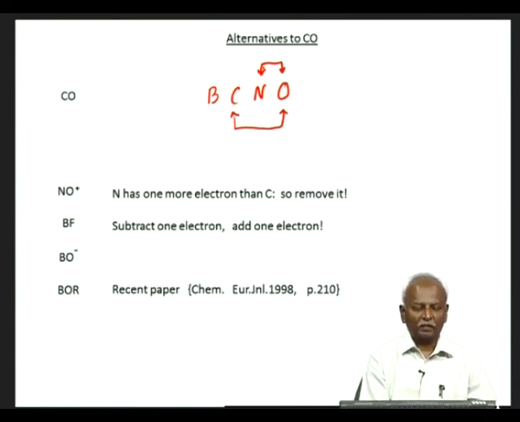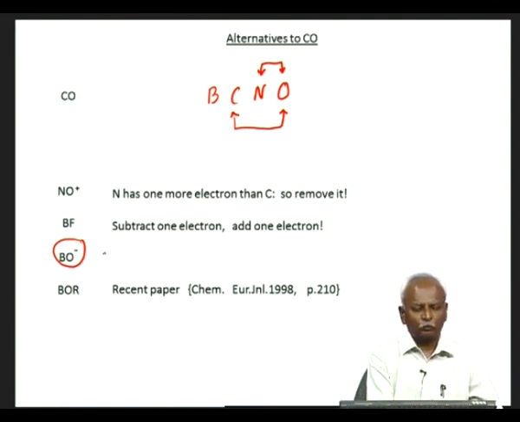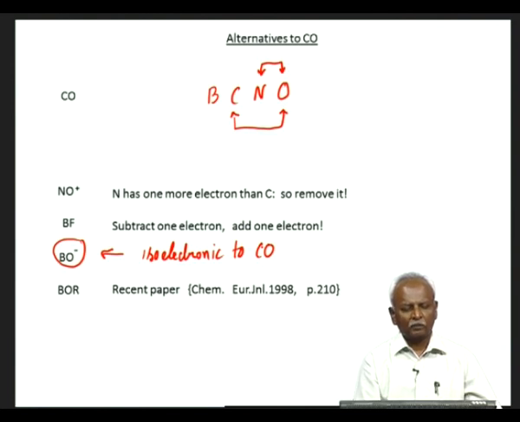So, if you have an example where you have BO, because we have one electron less on the molecular system, let us add an electron. That will make it BO minus. So, this should be isoelectronic to carbon monoxide. This is isoelectronic to CO.